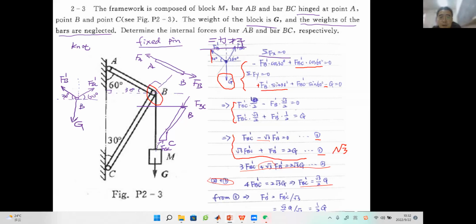So we can do that together. You see, we have FB prime times cosine 30. Its direction is along the negative direction of the x-axis, so it will have a minus sign here, and FBC prime. Does anyone have a problem?